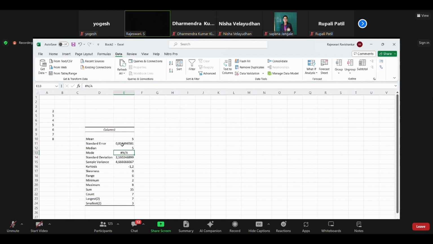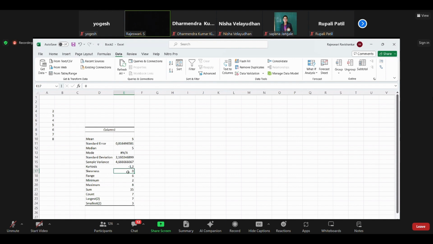It's showing deviation from the mean. Your data sets were deviated by 2.6. Sample variance is the square of the standard deviation, so it is 4.67. Percentile is negative here. That means we don't have any pattern over here because it's 2, 3, 4 like that only they have given. And skewness is also 0 because we don't have any trend over here. So that's the reason your skewness is also 0.